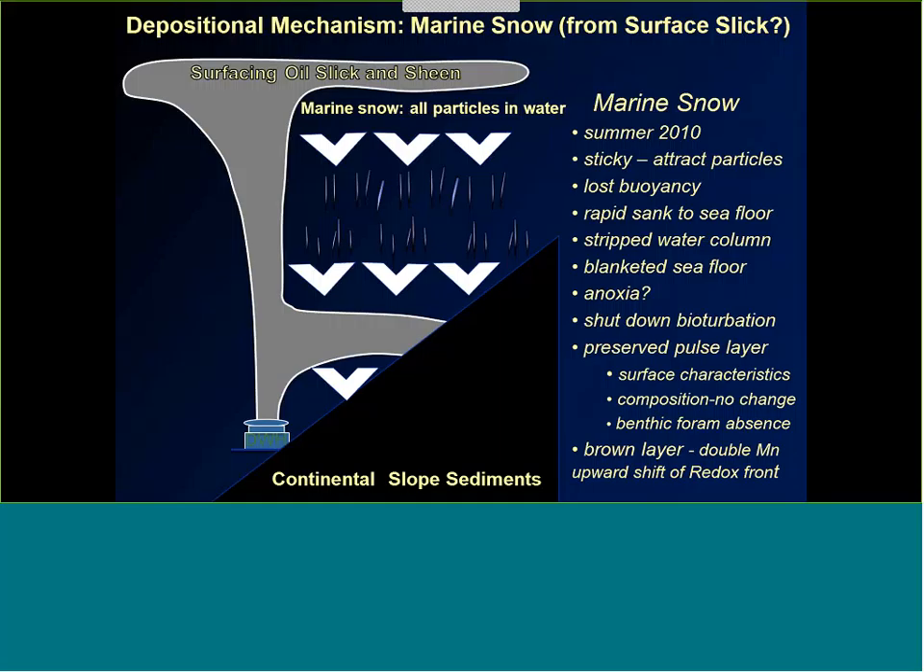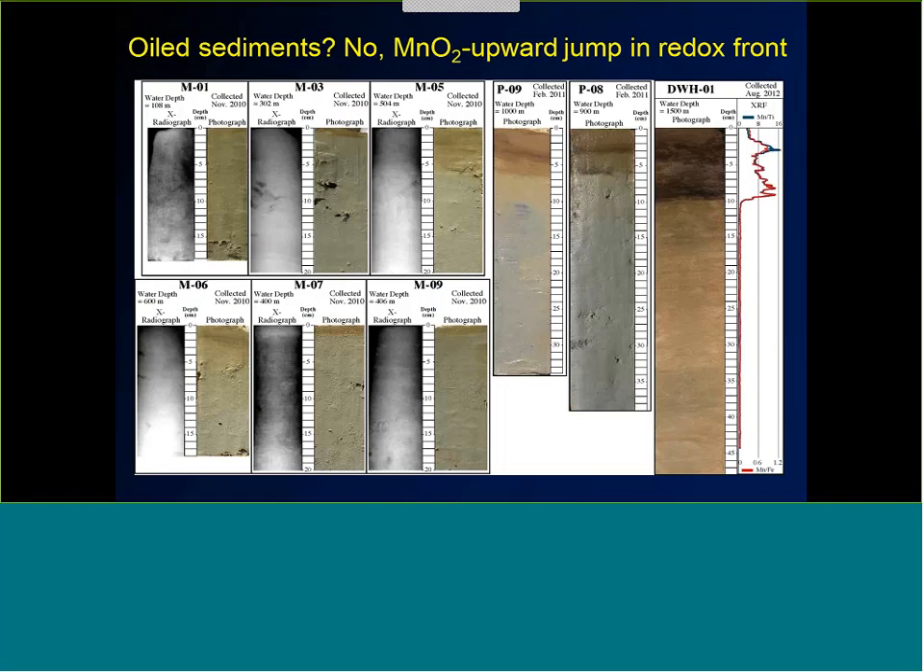It would also explain the benthic foraminifera abundance in the surface layer, because it came from the sea surface. There are no benthic foraminifera there. With respect to the brown layer that I mentioned earlier, this is not oil. This is actually a geochemical response to the system. And it's actually manganese oxide.